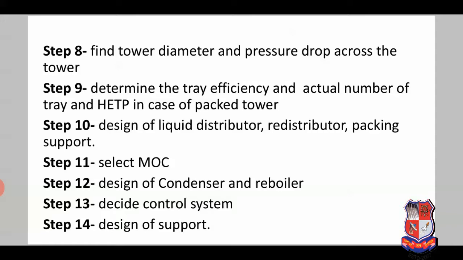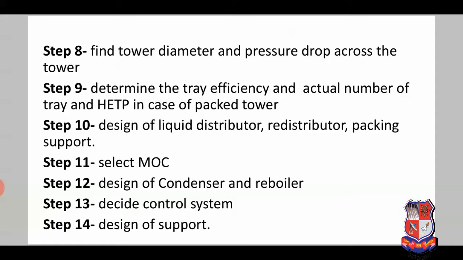Next step, step number 10, design of liquid distributor, redistributor and packing support. This step number 10 is only applicable to the packed tower. If you select a packed tower, then you need to design this liquid distributor and redistributor. The liquid distributor comes on the top of the tower and the redistributor will come at the center of the tower. And packing support means support which will withstand the weight of the packing.